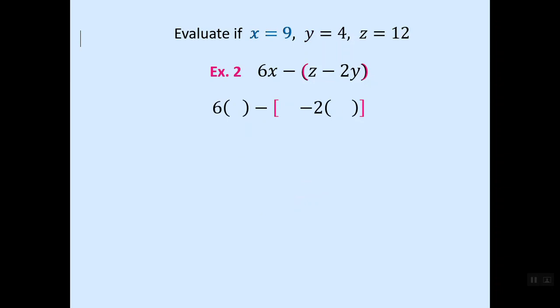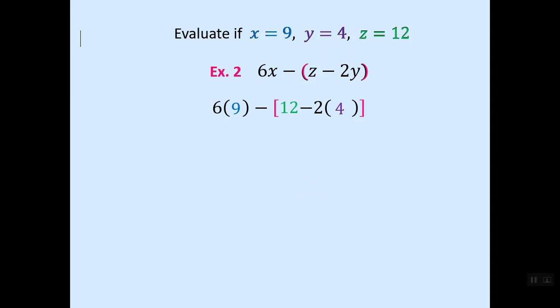So now I need to fill in x, so x is 9, minus, then inside the parenthesis, which I'm using as a bracket, is the z value. Z is 12, so I put a 12, and in place of y, y is 4, I put a 4. So there we go. Now it's order of operations.